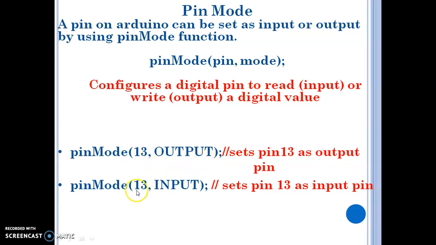Similarly, if you want to make pin number 13 an input, you have to give INPUT here. This INPUT and OUTPUT you have to give in capital letters, and the M in pinMode has to be written in capital. So this pinMode function can be used to declare a pin as an input pin or an output pin.